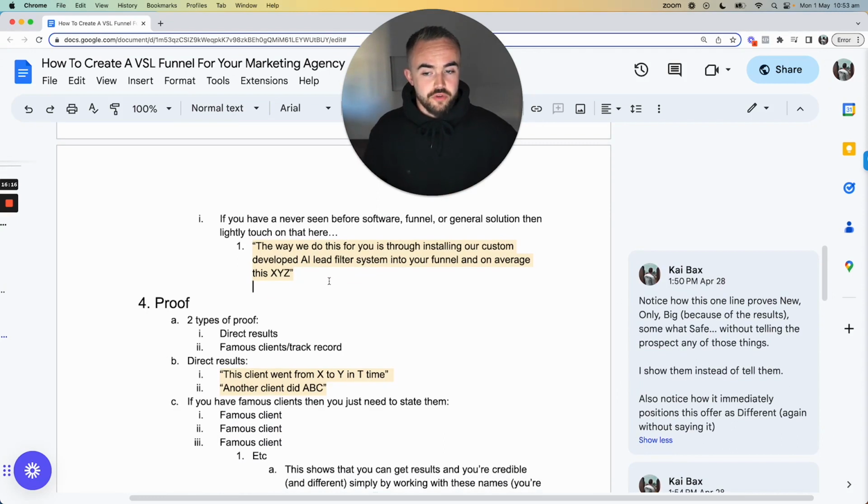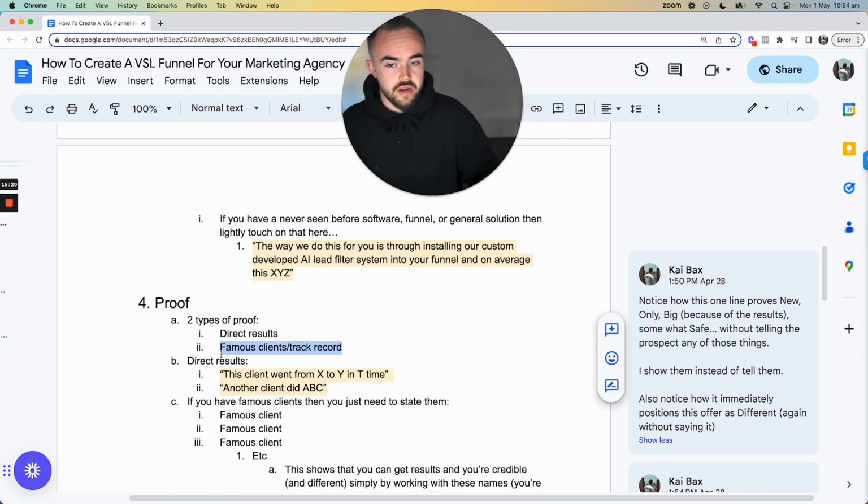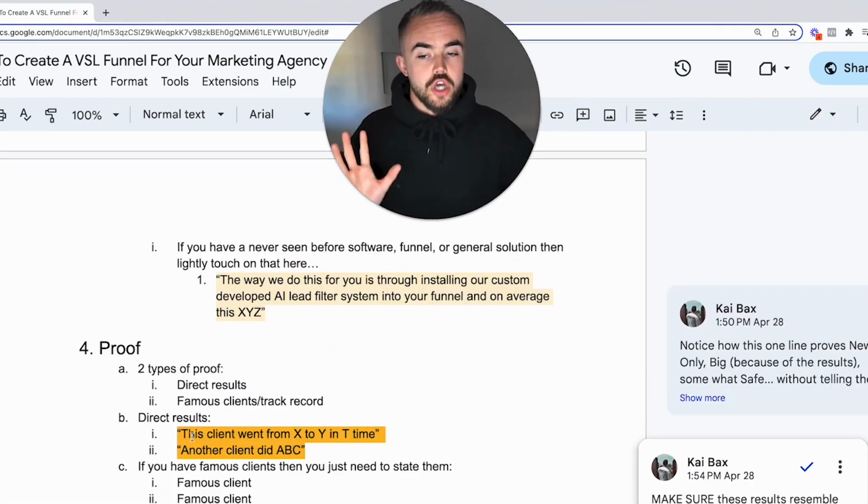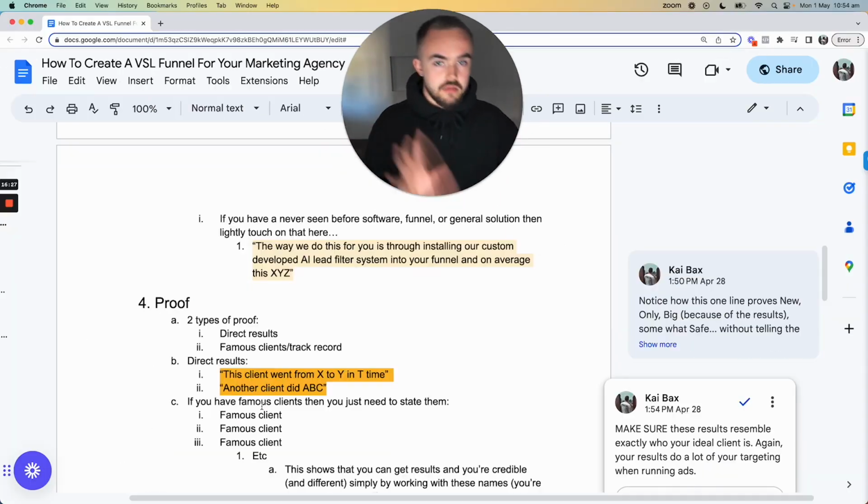Okay, so there's two types of proof. You've got direct results, and then you've also got famous clients slash your track record, who you've worked with. So with direct results, you just want to go, this client went from X to Y in T time frame, X to Y. Another client did this. That's all you need to do with direct results.